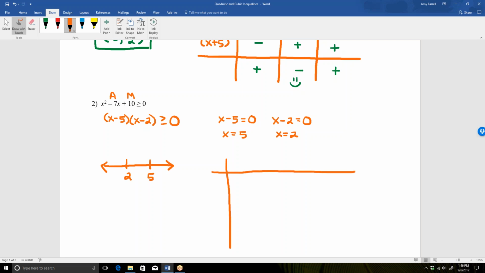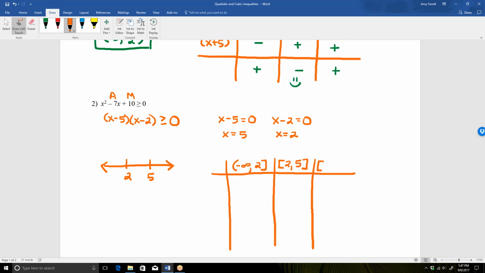And these two numbers, when plotted on the number line, split our number line into 3 separate intervals. Those intervals are -∞ to 2. Now this time I'm going to use brackets because of the inequality symbol being a greater than or equal to. So if I plug in 2 and if I plug in 5, I will get 0. But 0 is greater than or equal to 0. So 2 and 5 will be part of our solution set. The next interval is 2 to 5, and our final interval would be 5 to infinity.